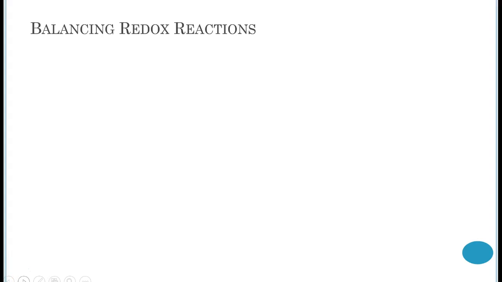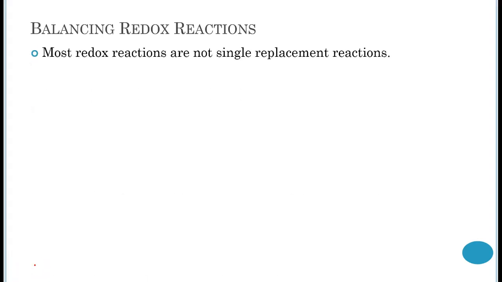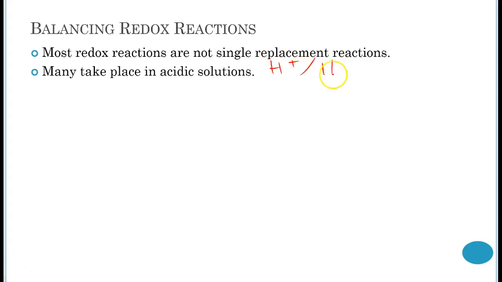Now, what happens if we have some of these more complicated redox reactions, not just single replacement? Well, there's a lot of redox reactions that are not single replacement, and I'm going to show you guys how to do this. Most of them take place in acidic solutions. That means we're going to see H plus, and we're going to see water. Solution means water, acidic means H plus.